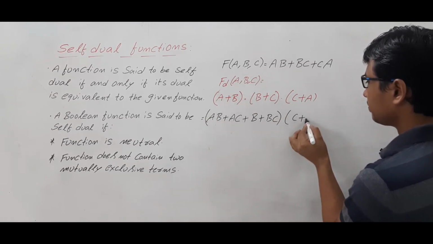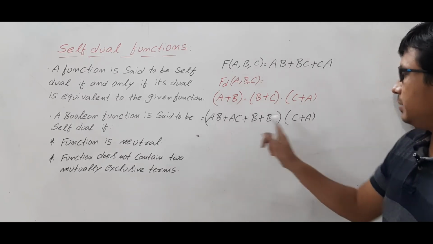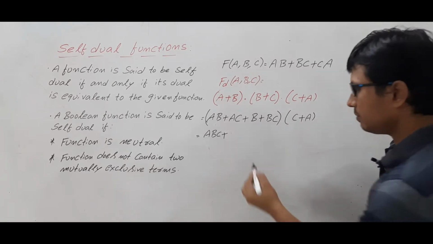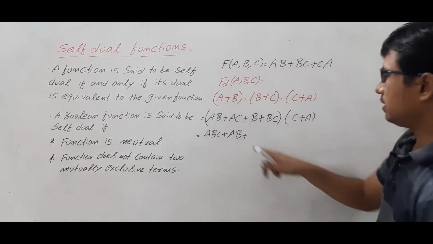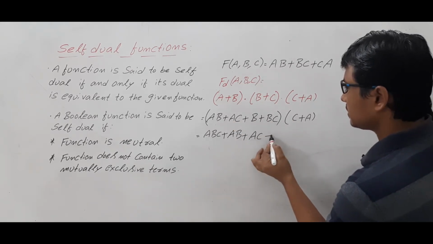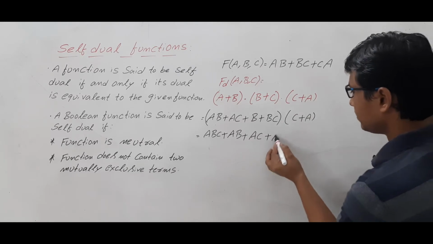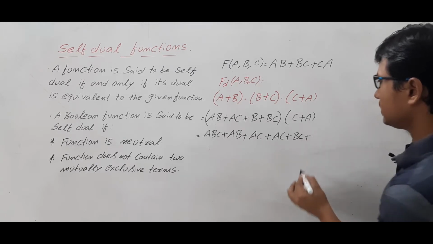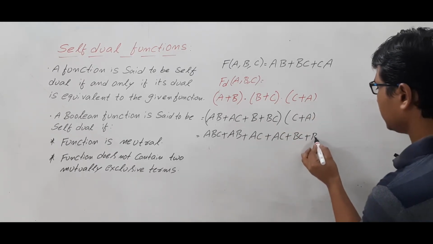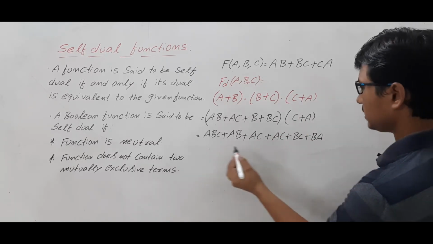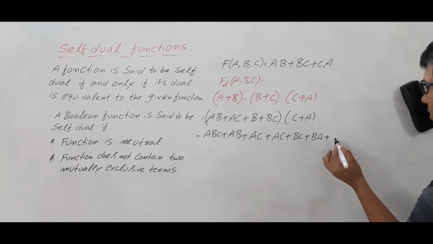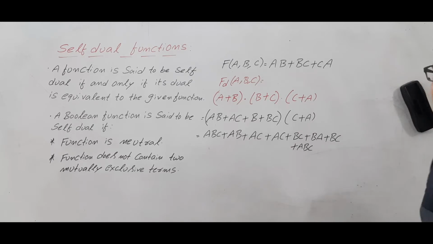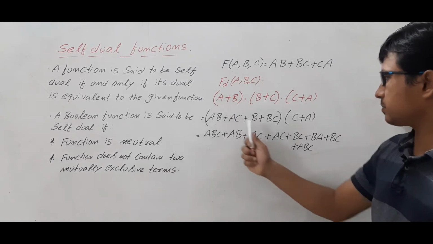Now let me simplify it further. A, B and C will become ABC. A, B and A will be AB only. A, C and C will be AC. A, C and A will be AC. Now B and C will be BC. B and A will be BA. BC and C is BC, and BC and A will be ABC. I hope you have understood how I have got this expression.